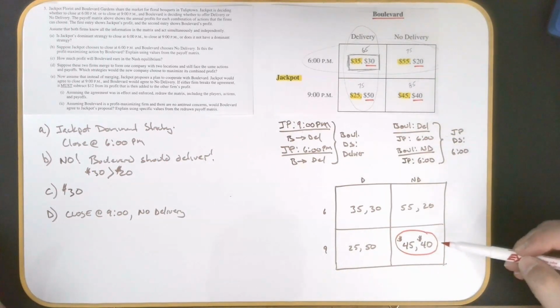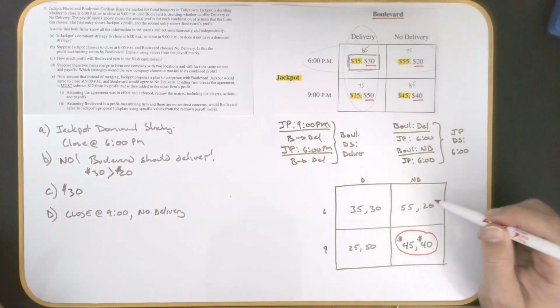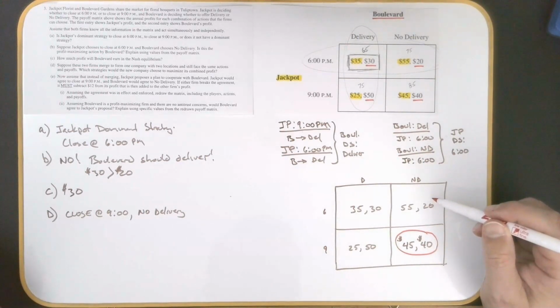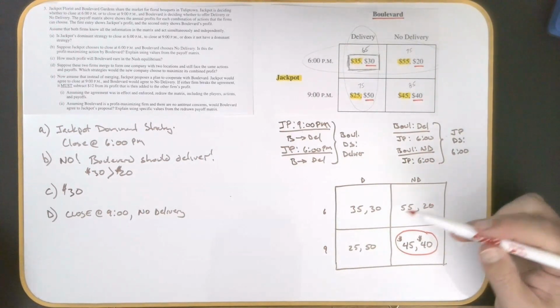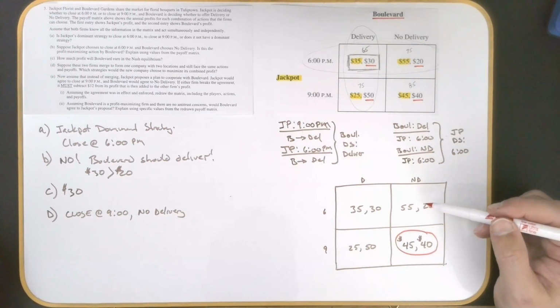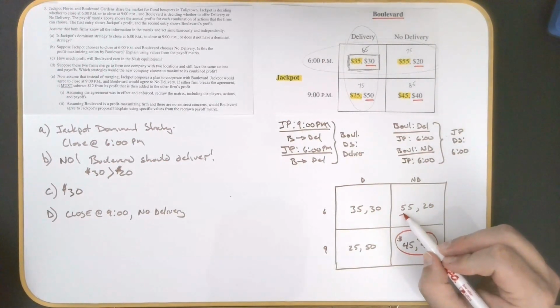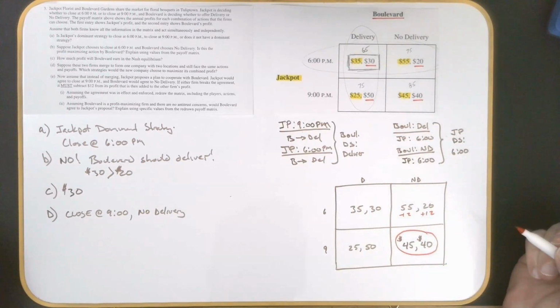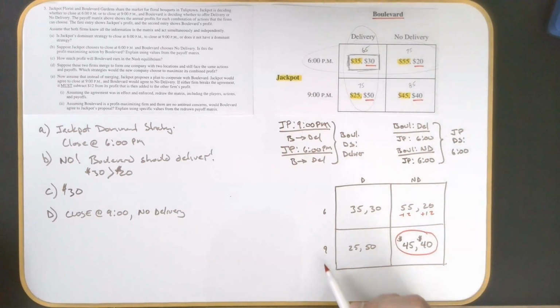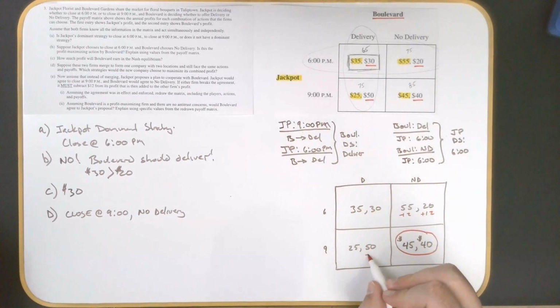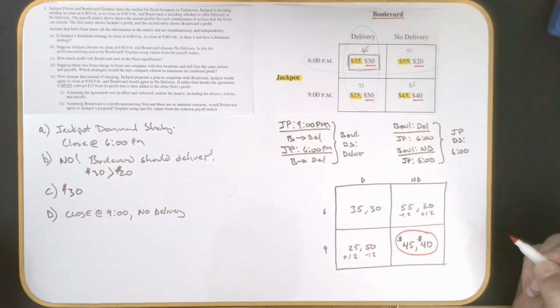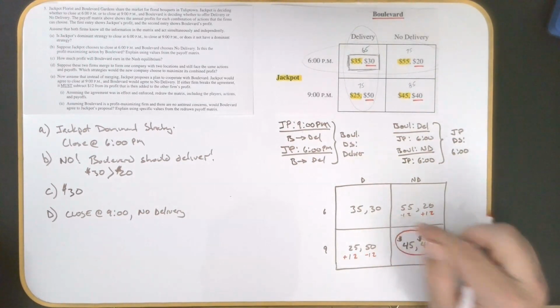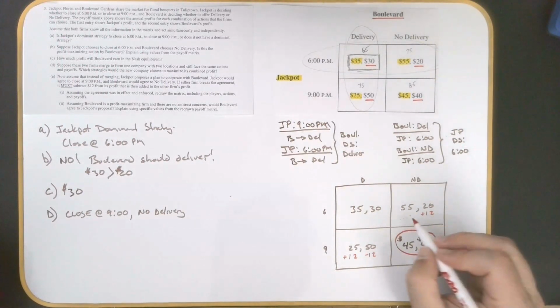If Boulevard agrees to not deliver, the only way we would end up in this square is if Jackpot broke the deal. So according to the rule, if Jackpot breaks the deal, we have to take 12 away from him, and we have to add it to the other guy. And I'll put those totals here in a second. Now, if we open at 9 but we deliver, that means Boulevard broke the deal. And we have to take his $12 and we give it to Jackpot. Make sure that was readable here.